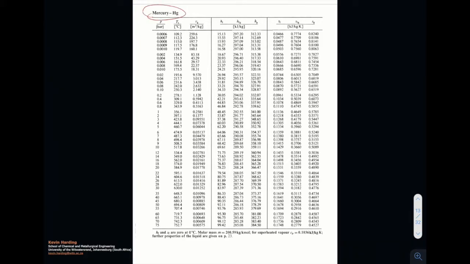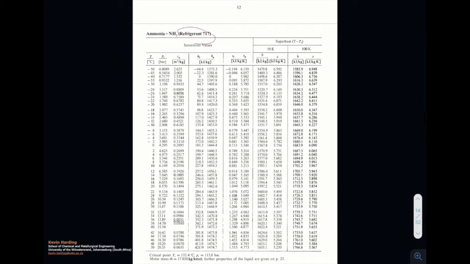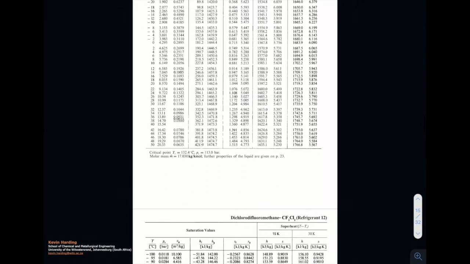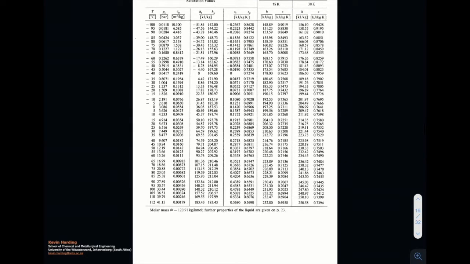So we'll start with mercury. So again, there's a pressure, temperature, specific volume, and enthalpy and the entropy. We can move on to ammonia. So there's refrigerants with exactly the same information. Refrigerant 12, the same set of information.